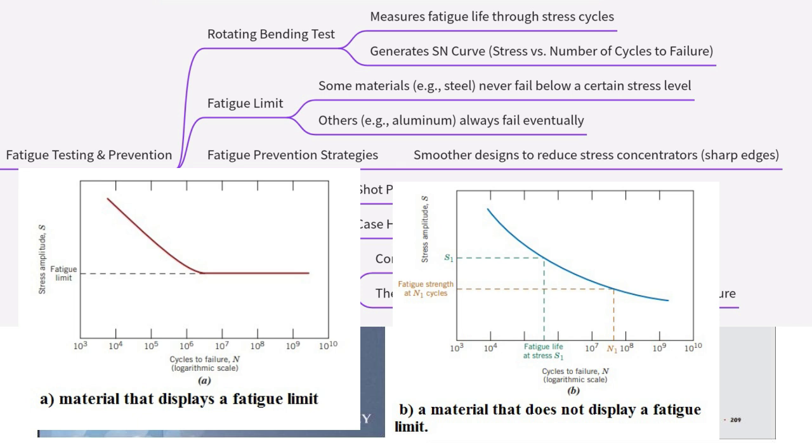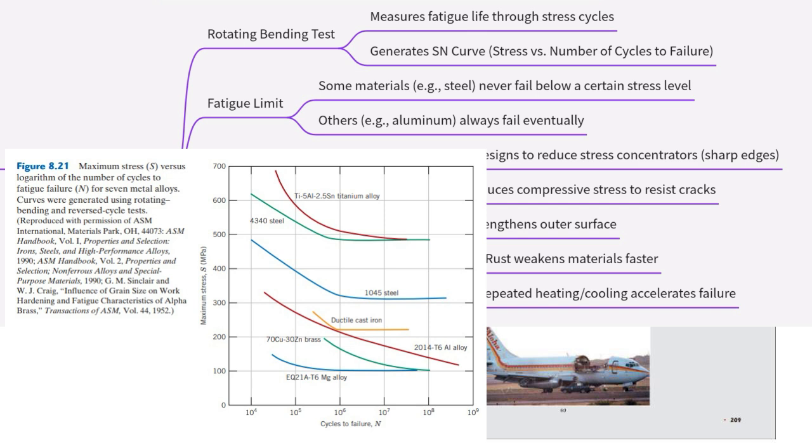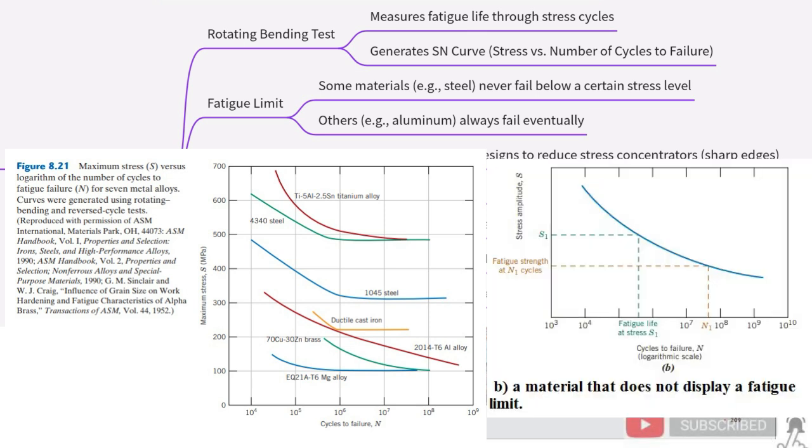But what about materials that don't have that? A lot of materials like aluminum alloys and copper alloys don't have a fatigue limit. Their SN curves just keep decreasing, so they will eventually fail. No matter what. It's just a matter of time.